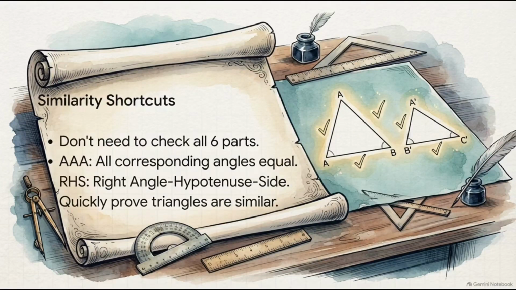Now, let's talk about efficiency, because who has time to do everything the long way? Do we always have to check all 3 angles and all 3 sides just to prove triangles are similar? I mean, that's 6 different things to measure. Thankfully, we have cheat codes. We have shortcuts like the AAA criterion. That just means if all corresponding angles are equal, boom, the triangles are automatically similar. Or there's the RHS similarity criterion for right-angle triangles. These shortcuts save us so much time. They're exactly what allow engineers and scientists to quickly prove similarity and measure massive things out there in the real world that they can't physically reach.